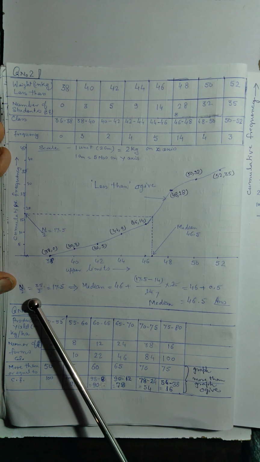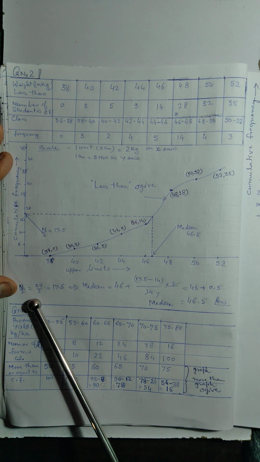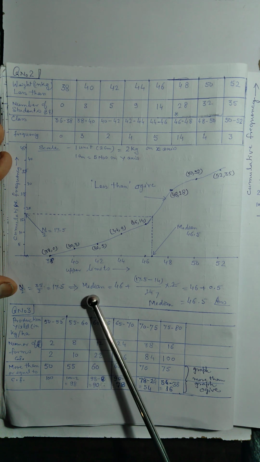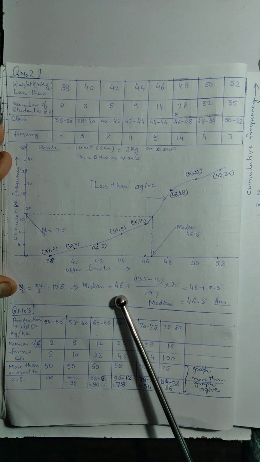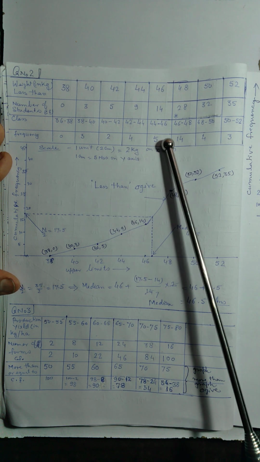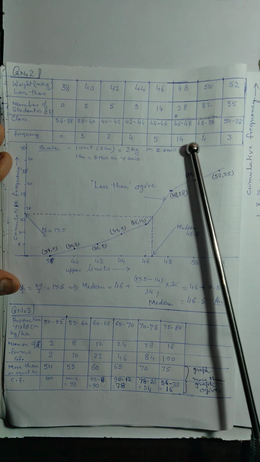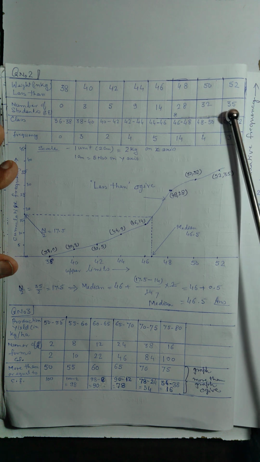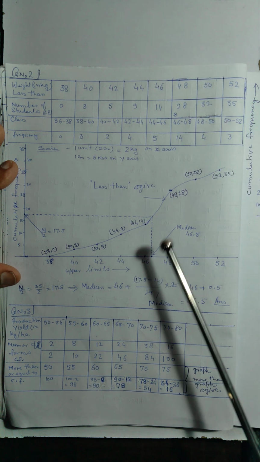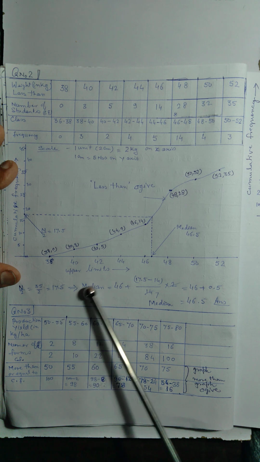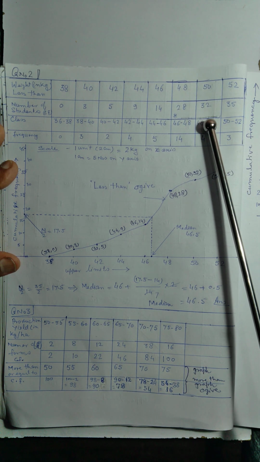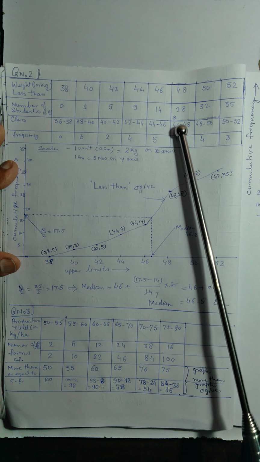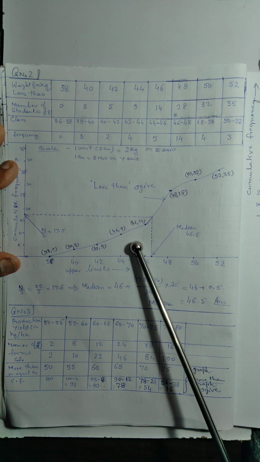Now with the help of mathematical calculation, n by 2, 35 by 2, that is 17.5. The median class will be the one with lower limit 46. Because our total is 35, its n by 2 will be 17.5. 17.5 will come in the 28 column. So 46 will be the lower class limit.